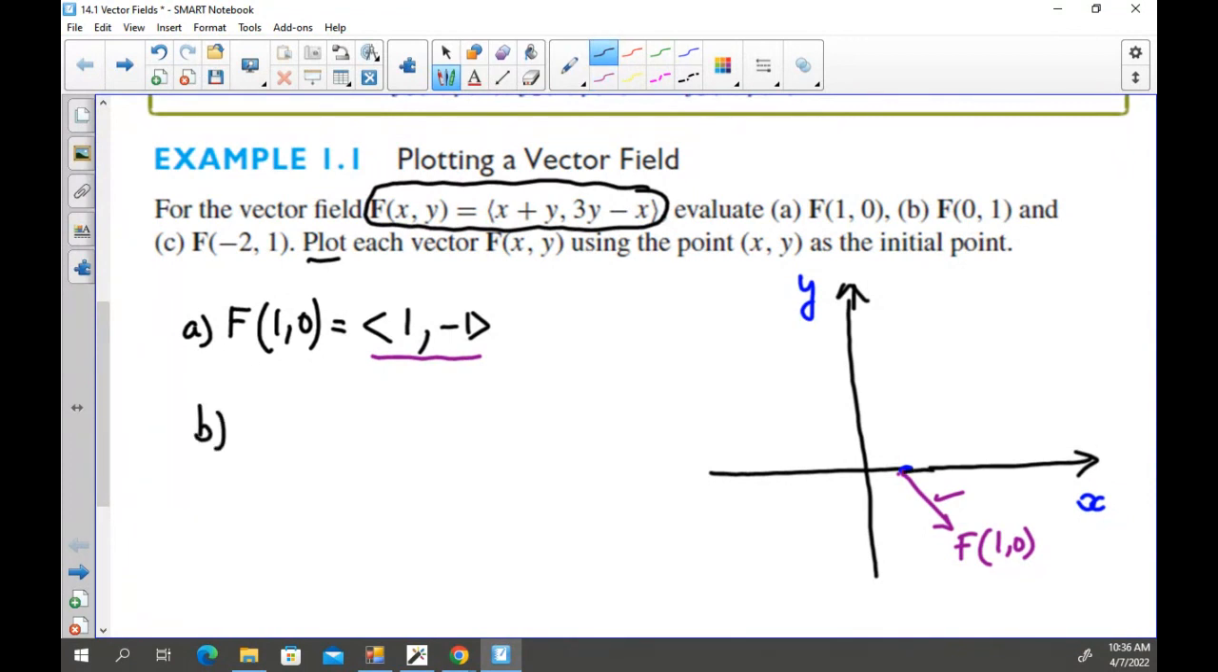Now, I also want f of 0, 1. What is the vector f of 0, 1? 1, 3. Yeah? So if I go to the point 0, 1, which is here, at that point, the value of the function is a vector 1, 3. That means 1 along the x-axis. How many along the y-axis? 3. So you will get a vector which is a bit like this. Yeah. So this vector is the vector f of 0, 1.